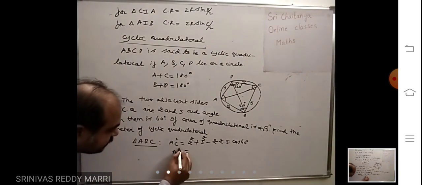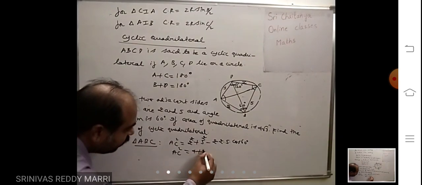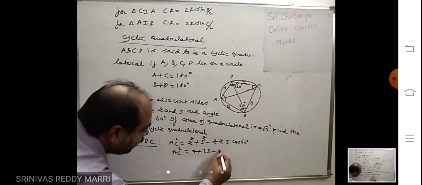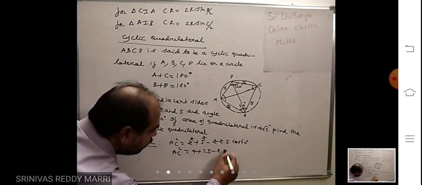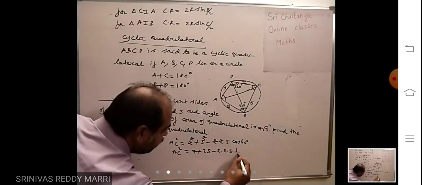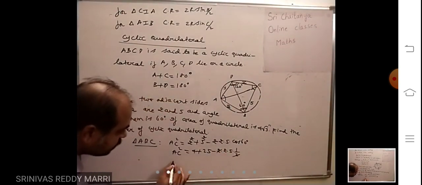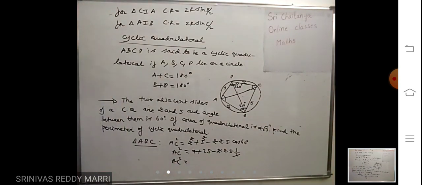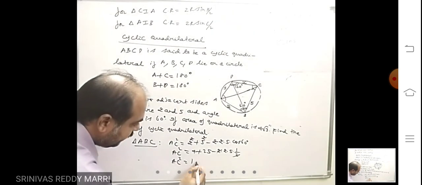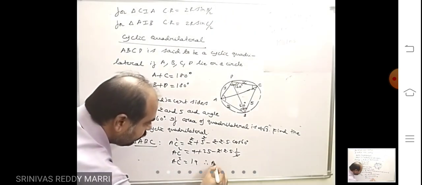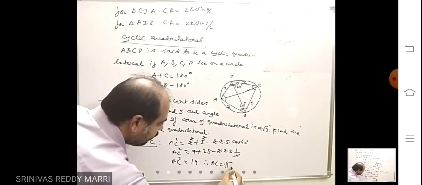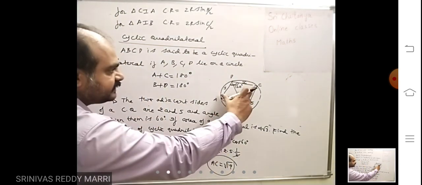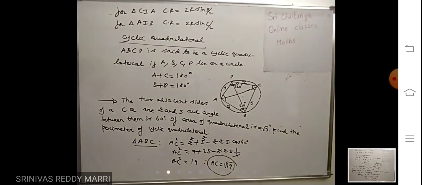That means AC square is nothing but 4 plus 25 minus 2 into 5 into 1 by 2. So therefore, AC square is nothing but 29 minus 10, 19. Therefore, AC is nothing but root 19. That means this side, AC, you got.